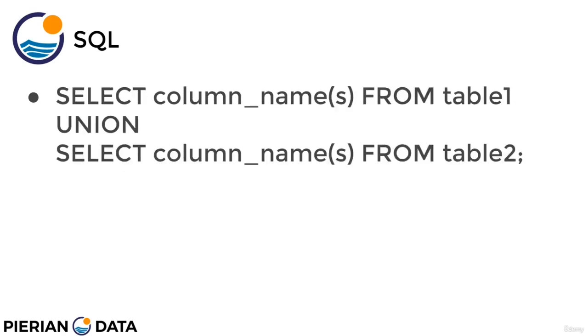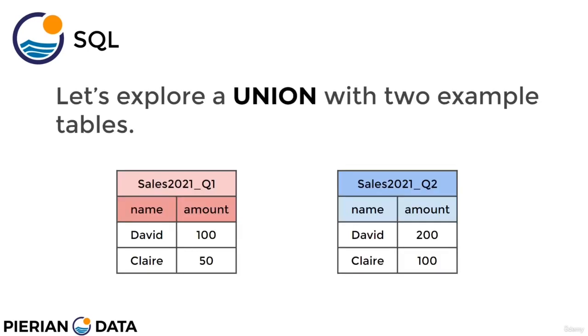You have your first select statement, and then you have a union with another select statement. Something to keep in mind is that these should be logical and they should match up in a way that you can stack the results right on top of another. Let's go through a simple example. So let's imagine we have these two example tables, and what we're doing is we're organizing the sales per year per quarter.